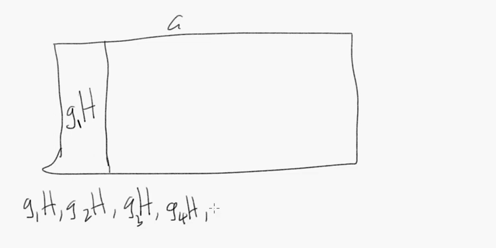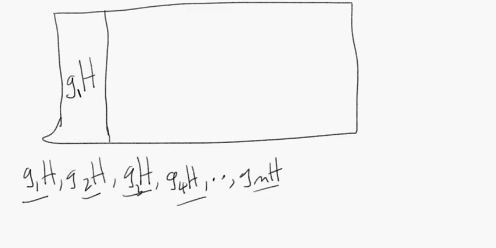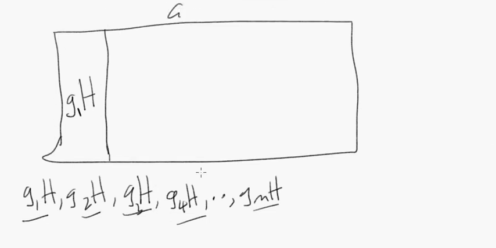G4H, all the way up till the last element, GMH. So we have all the possible cosets we can have. Whatever our partition is, it's going to be some combination of these. Okay, what about if we did this strategy? We said the following: let's start with G1H.